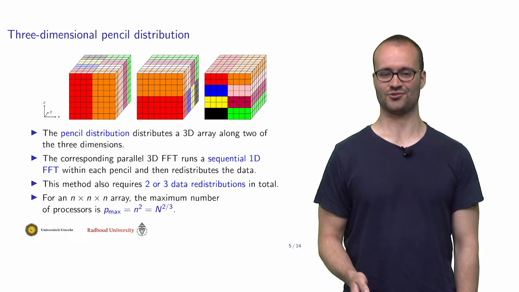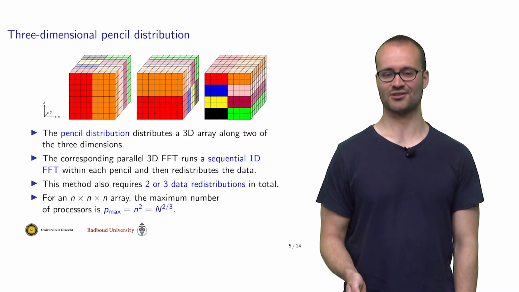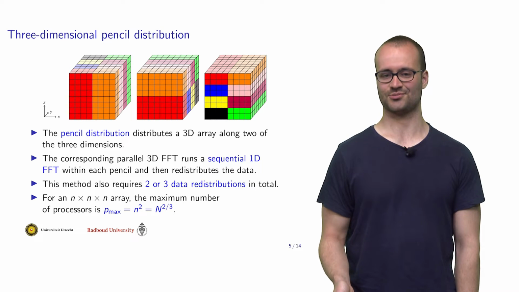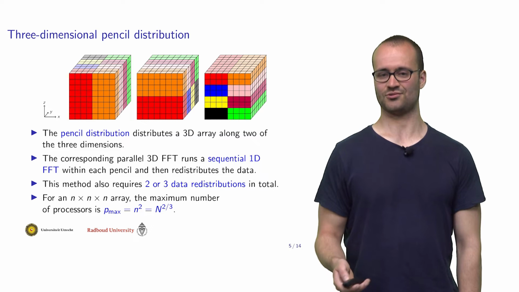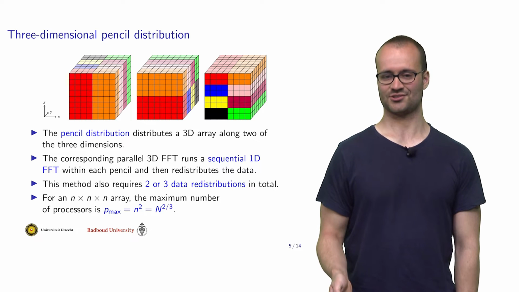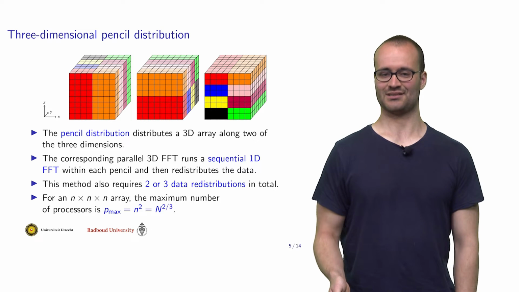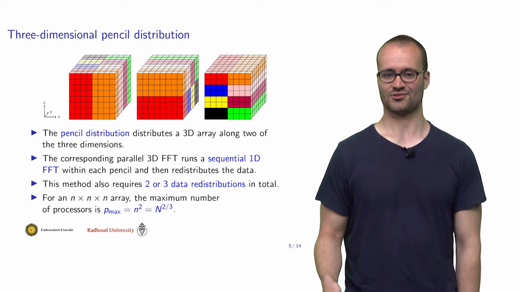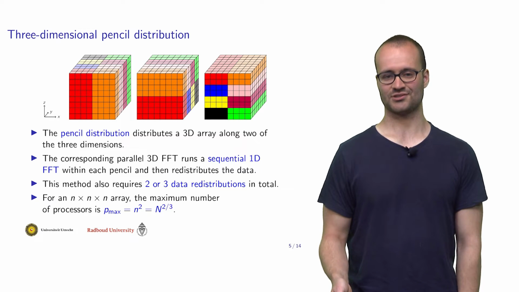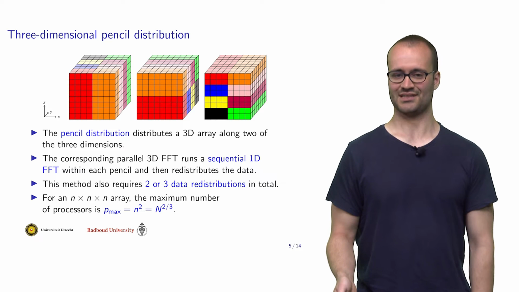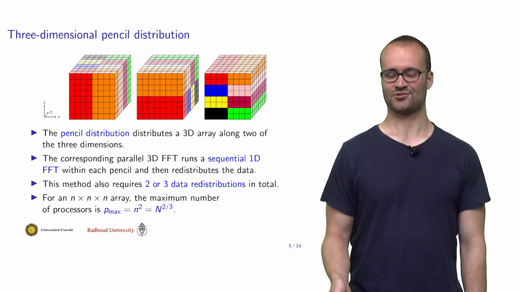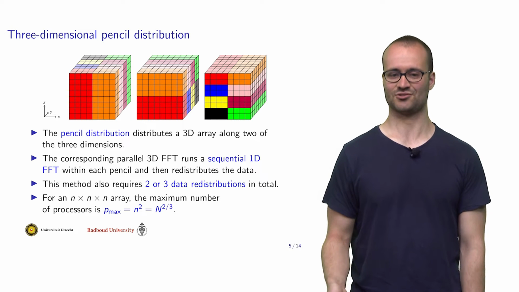If you take the first cube, then you can see that the z direction is local, but the x direction isn't anymore. So we need to do 2 redistributions to do all these sequential FFTs. And then if we want to end up in the same distribution as we started, we need one more redistribution. So we have one more than the slab distribution. But the upside of this is that we can further scale the number of processors we can use to the product of 2 dimensions, so the cubic root of n squared.